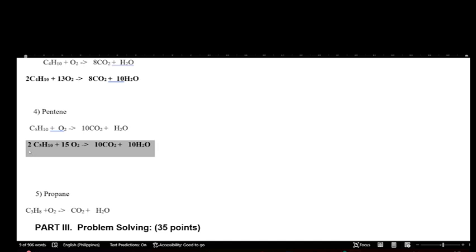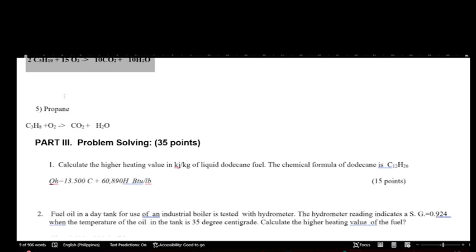So, balanced na ba yan? 2 times 5 is 10. 10 yung carbon sa kaliwa at kanan. Hydrogen, 2 times 10 is 20. Ito naman, 10 times 2 is 20. Oxygen, ilan? 10 times 1 is 10. 10 times 2 is 20. 30. 15 times 2 is 30. Okay? So we're going to go to the last part.